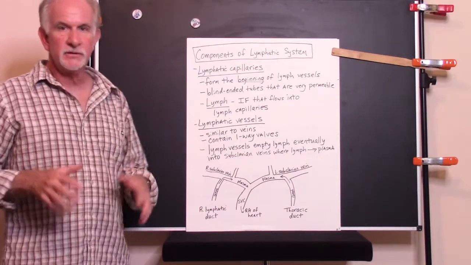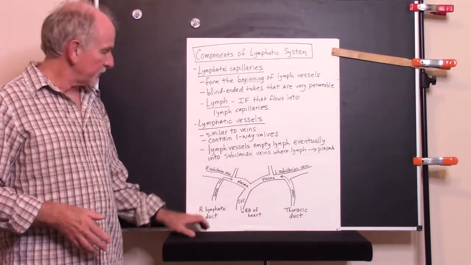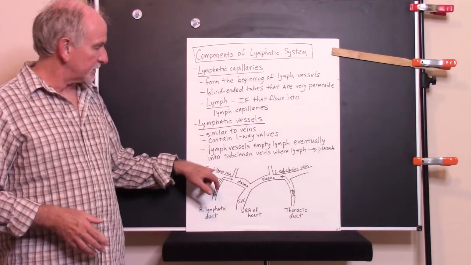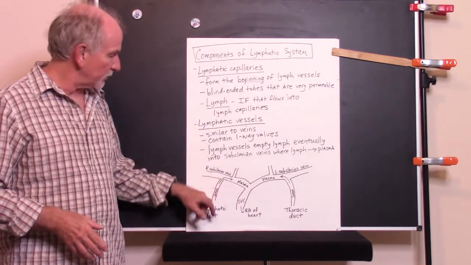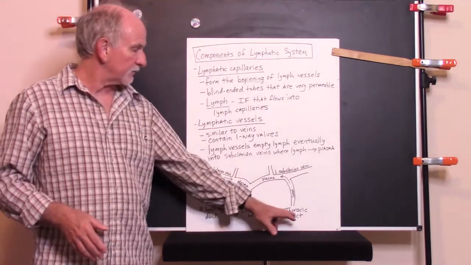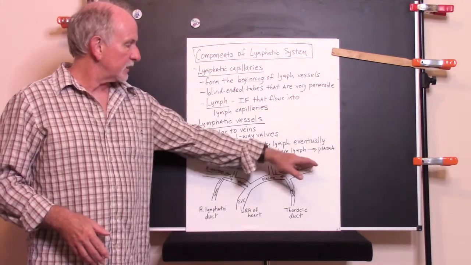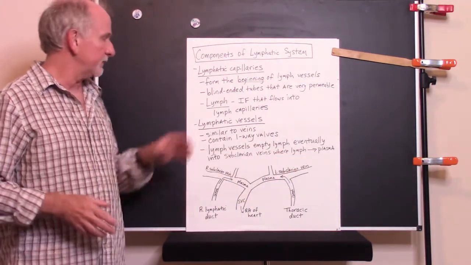So we're going to find there's two major lymph vessels. One's called the right lymphatic duct that drains lymph into the right subclavian vein, where the lymph, once in the vein, becomes plasma, and the thoracic duct, which empties lymph into the left subclavian vein.